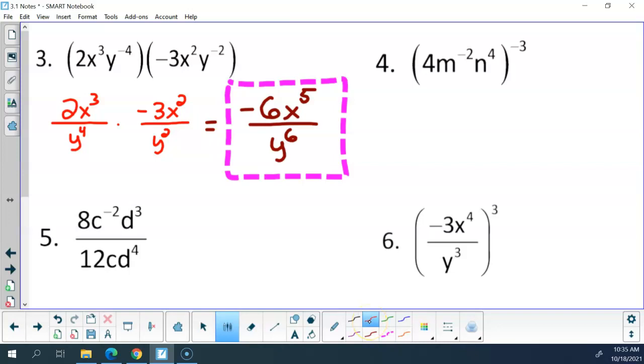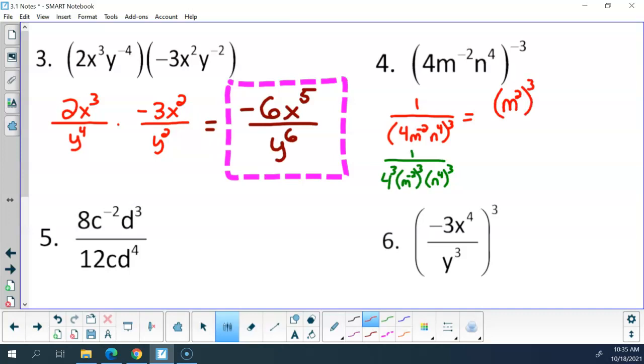Next one. Okay? Negative exponent controlling the whole thing. But now I've also got a negative exponent inside, too. So this is like 1 over 4 cubed m to the negative 2 power cubed n to the 4th power cubed. So then this would become m squared cubed all over 4 cubed n to the 4th power cubed. So I would get here m to the 6th power on top, 64 n to the 12th power on the bottom.